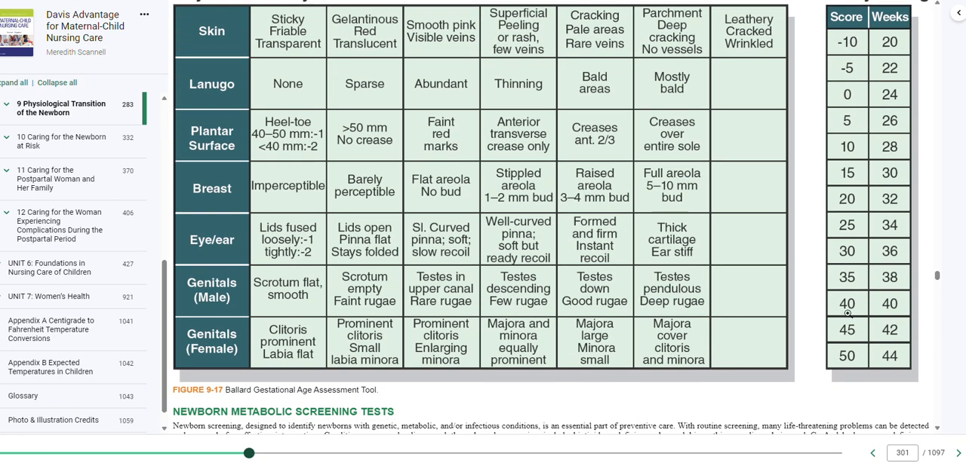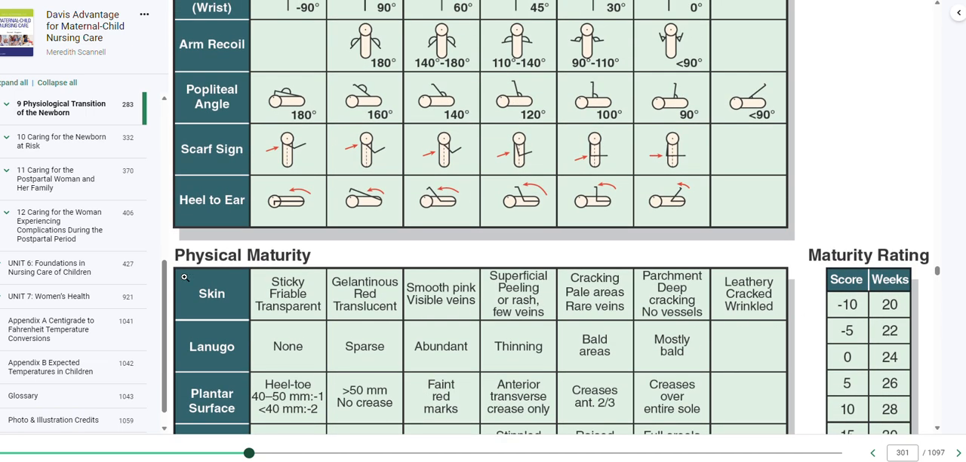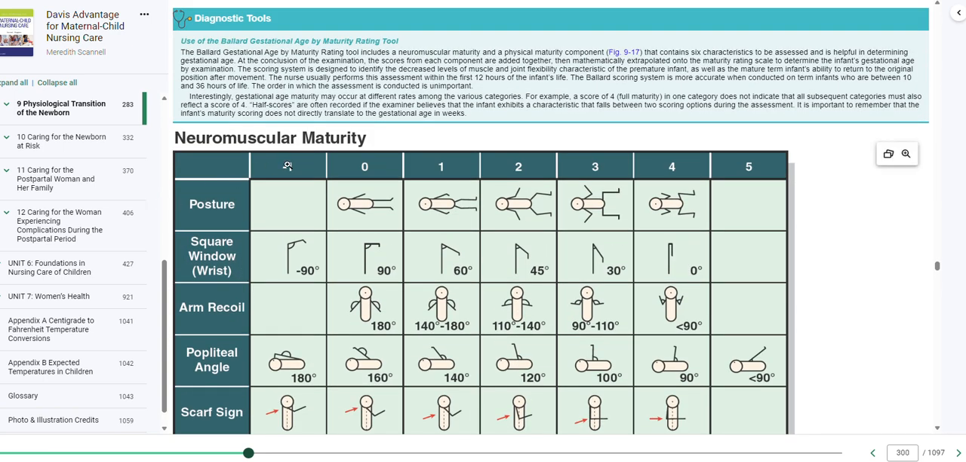Okay, so let's say our score is 38. So we're falling right between the 35 and 40. So our gestational weeks would be about 39 weeks. We compare the weeks on how they measure, because this is a physical and a neuromuscular maturity scale, according to their actual due date.